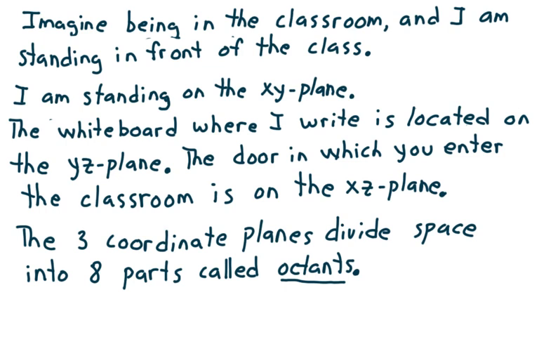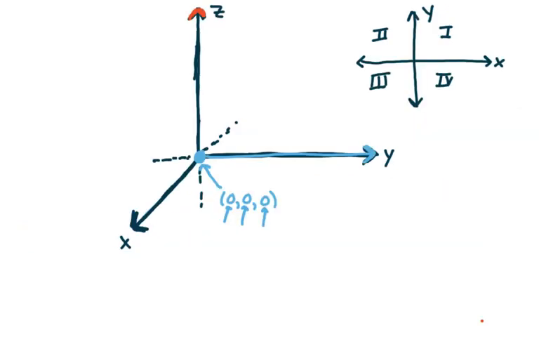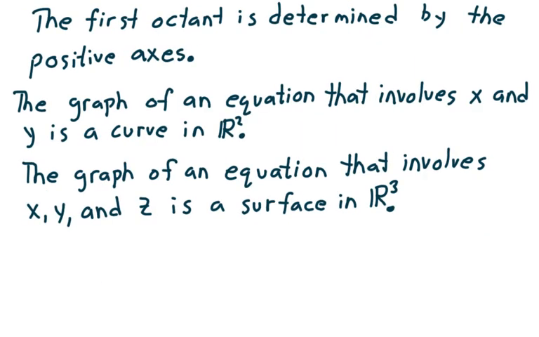Now, the three coordinate planes divide space into 8 parts called octants. So again, that's where I'm going back to this picture here. Notice how the xy plane divided the plane into 4 parts called quadrants. The x, y, and z axes divide space into 8 parts called octants. Now, the first octant is determined by the positive axes.